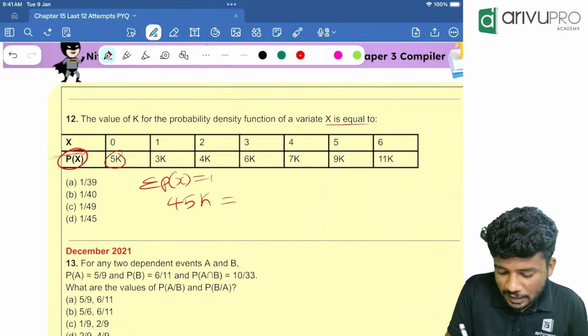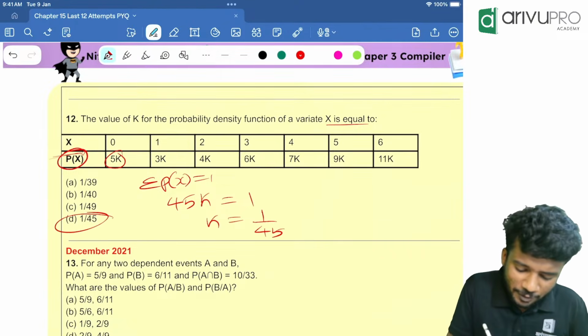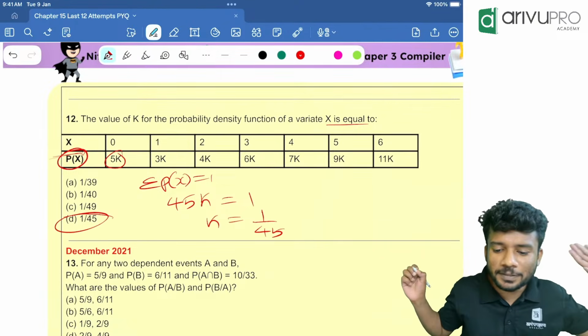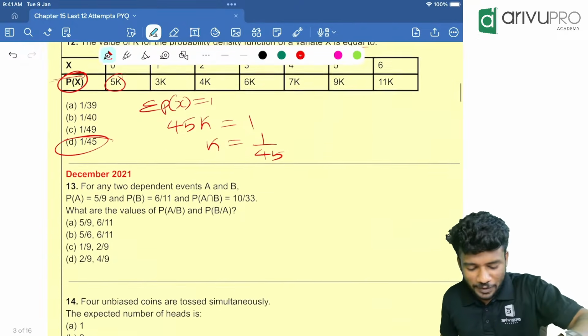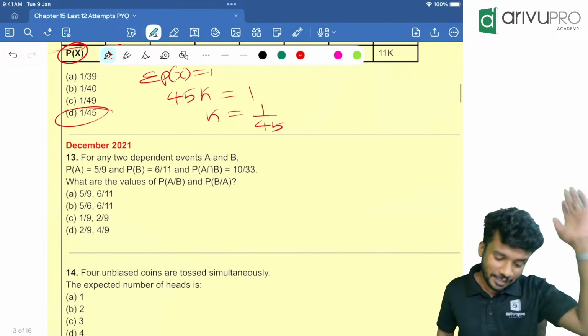How much? 45k is equal to 1. From that, k is equal to 1 divided by 45. One of the easiest questions. Done, people, done. Next question, December 2021.